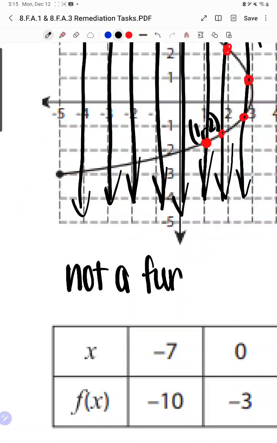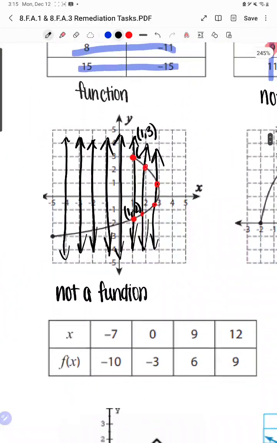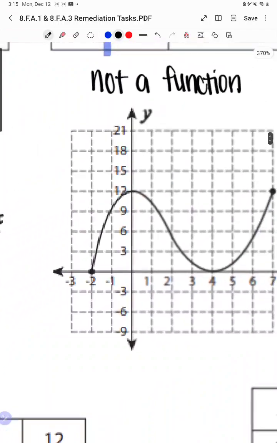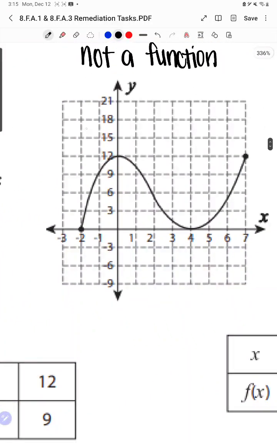So if you have a graph in front of you and you want a really fast way to see whether it is or is not a function, if it doesn't pass the vertical line test, then it's not a function, which the vertical line test, once again, is if you have a vertical line that passes through your graph and it touches your graph more than one time, then it's not a function. All right, let's take a look at this one. Let's draw some lines.